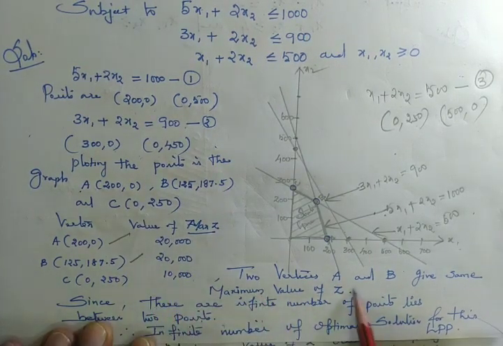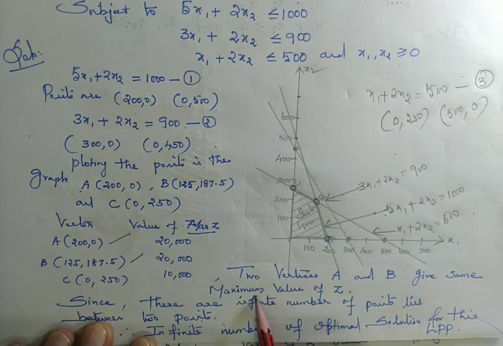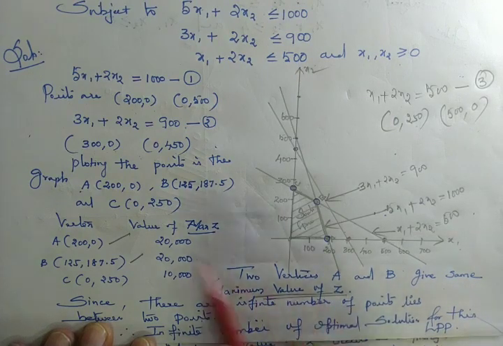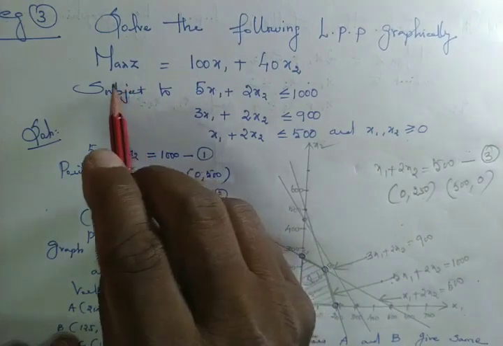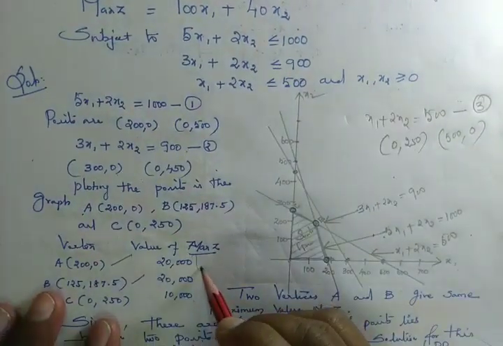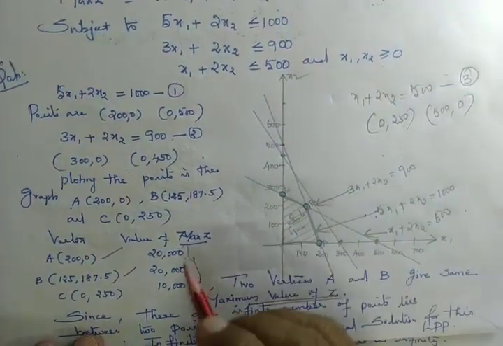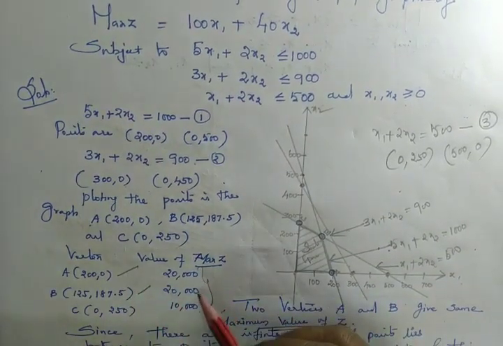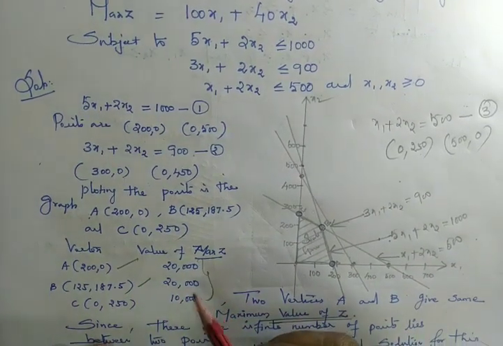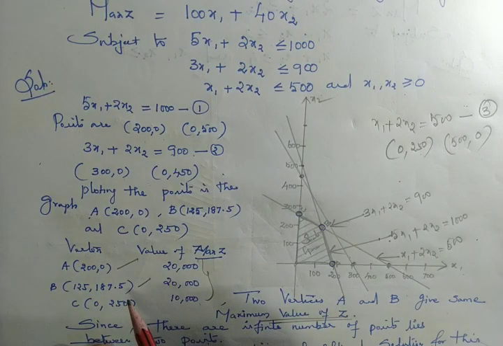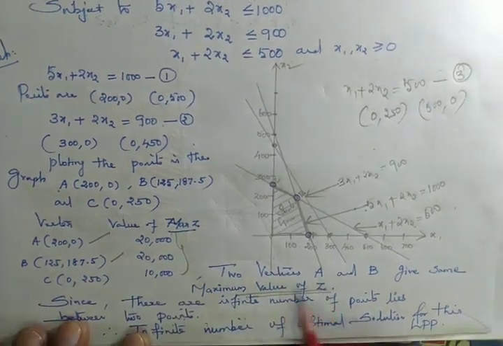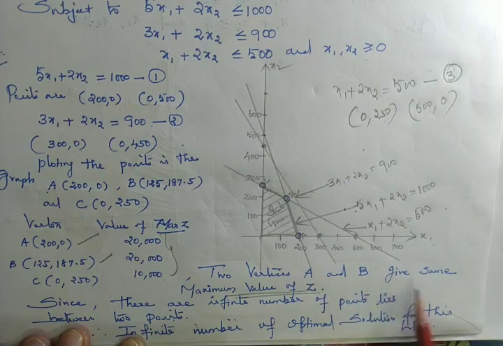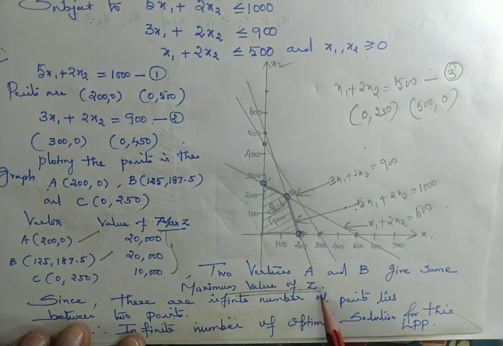Here two vertices, A and B, give the same maximum value of Z. The objective here is maximum only, so noted about this. We are getting the two values 20,000 and 20,000, which belong to vertex A and also vertex B. So two vertices A and B give the same maximum value of Z.